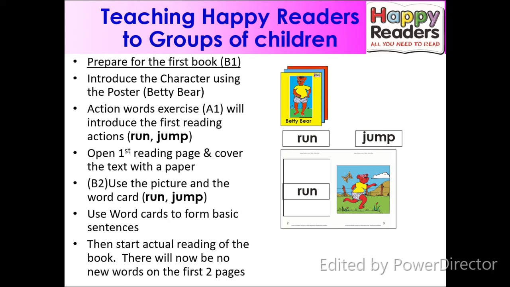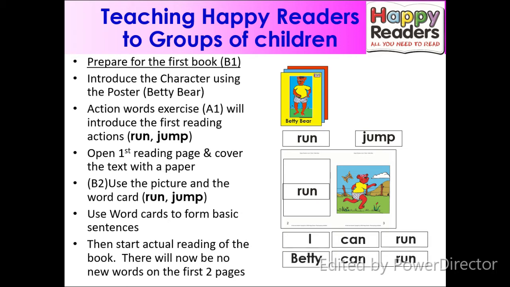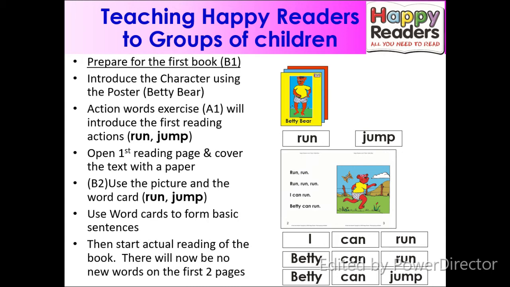And then we use the word cards to form basic sentences. Yeah, I can run, Betty can run, and on the next page it'll be Betty can jump. So we do the same activity there. What this achieves is that when we then start the actual reading of the book, there will now be no new words on the first 2 pages. Okay, which is important for children, that the context is different, but there are no new words, and only on page 3 do they start to encounter new words.